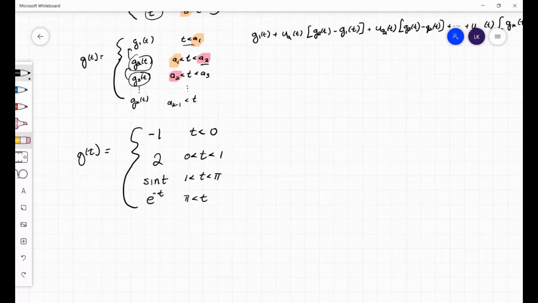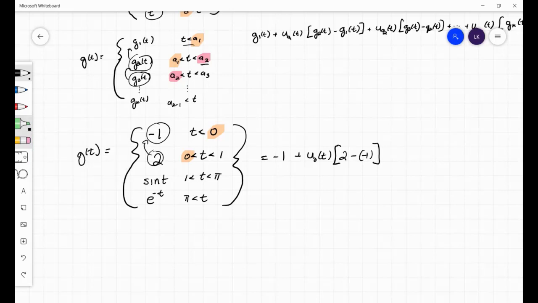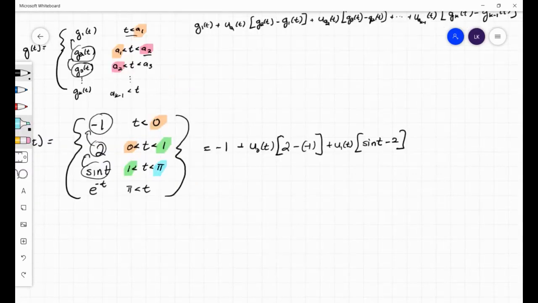So we have this value for g of t for all times before 0. But at time 0, what we want to do is turn on the step function at time 0, add in the new piece, but subtract out the preceding one. And we would continue this process. So time 1, add in the new piece, subtract out the preceding one. So finally at time pi, turn on this final piece, but make sure that we turn off or subtract out the preceding piece.